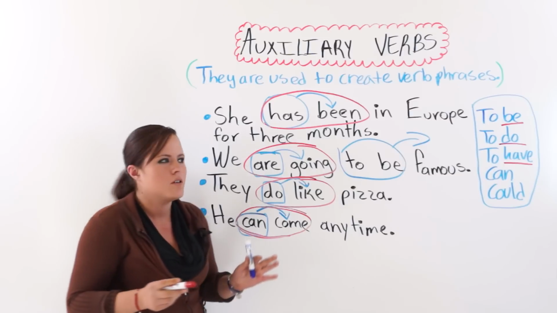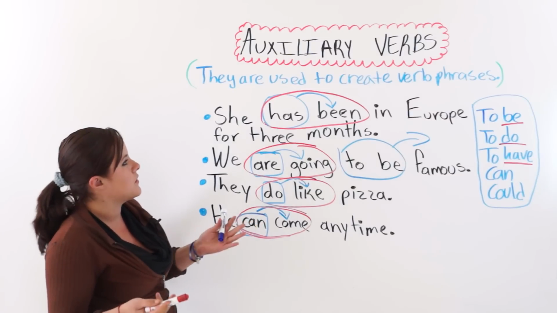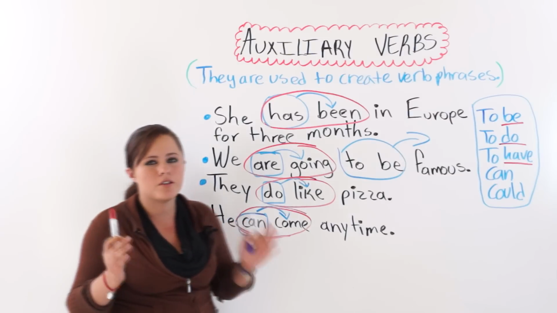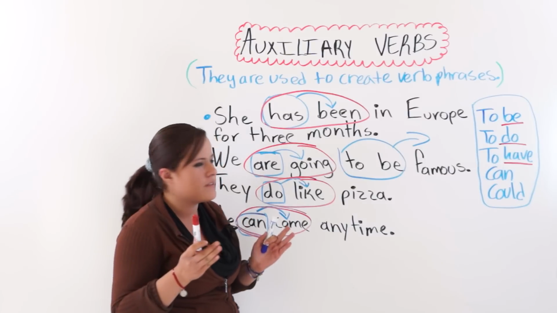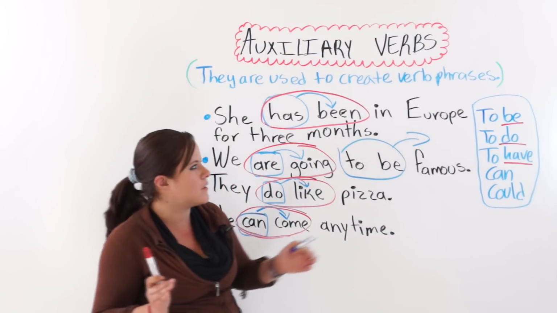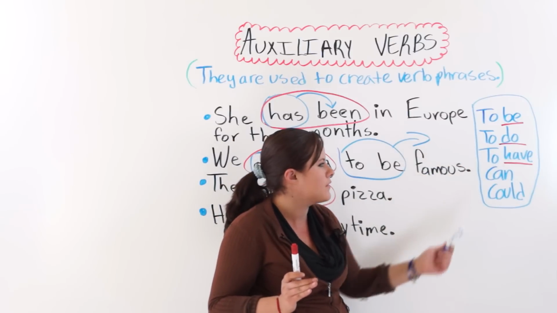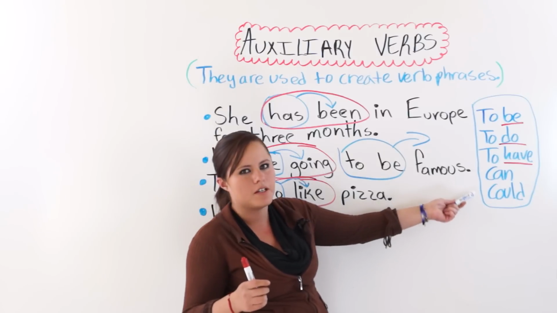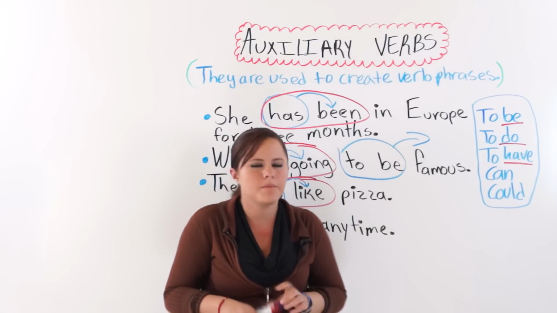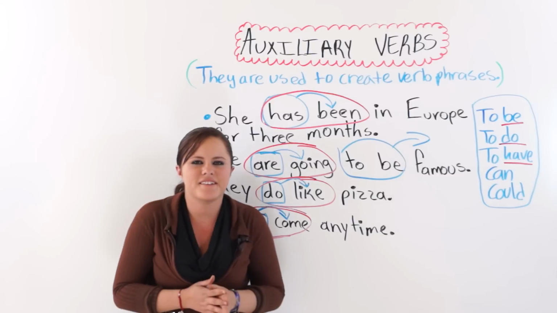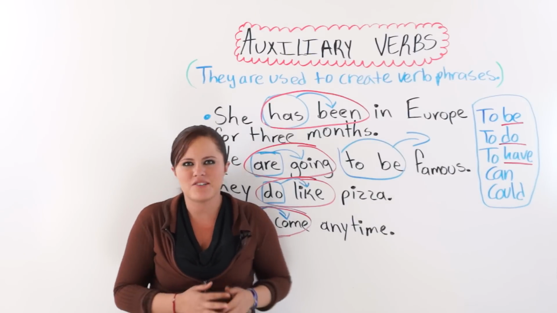All right, so remember that auxiliary verbs do not make sense on their own, and they join other verbs to create phrases. And our most common auxiliary verbs come from to be, to do, to have, and things that express ability, can, possibility, could, would. All right? Next, I will give you some more practice sentences and examples so that you can be a master at this topic.